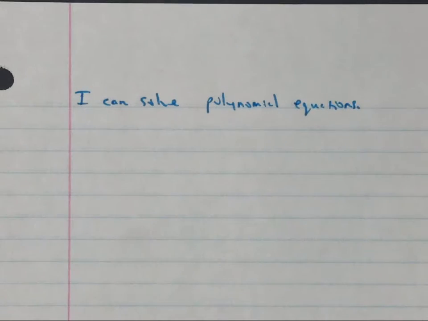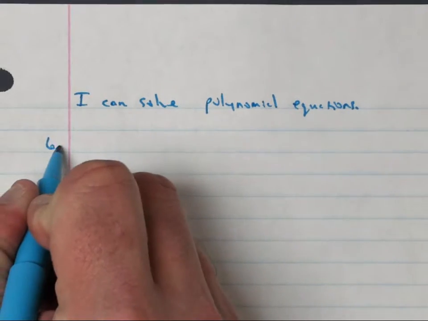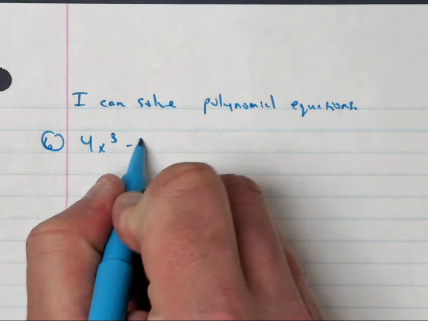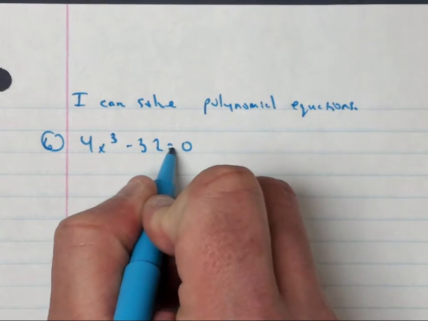Alright, if you have your notebook, I'm on page 19 of your notes. And I'm going to start off with number 6. I'm going to skip around, but I'm going to do number 6 as a review. 4x cubed minus 32 equals 0.